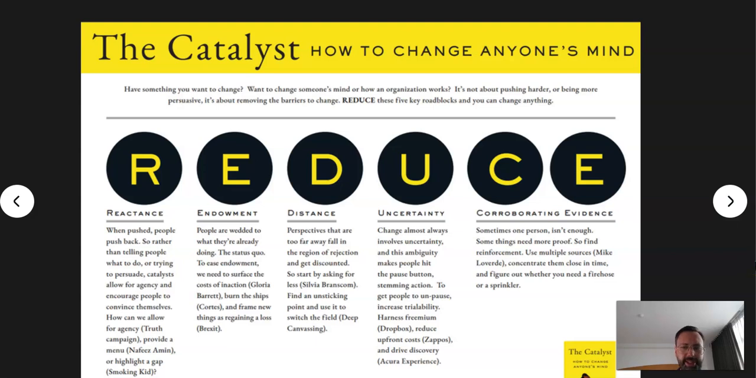The last key concept in the Reduce framework is corroborating evidence. Now, if you have customer testimonials and case studies, people endorsing your product, that's great. That's a great first step. But really what we want is the perception of consensus. So we want to bombard the prospective customer with messages from different sources, different people, different brands, different individuals that they trust, who keep creating the perception that you are the default choice in your category.